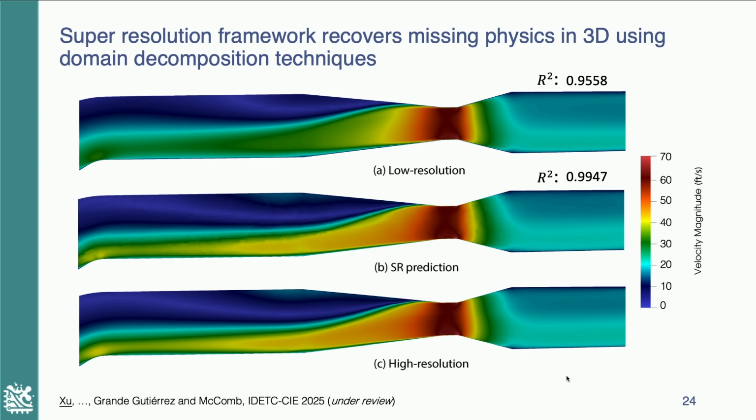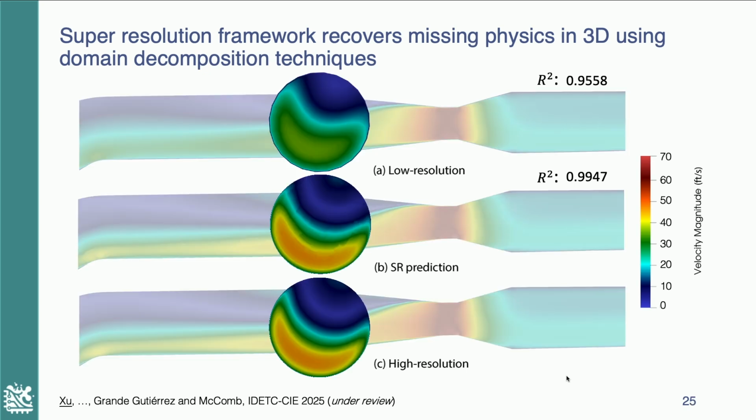And we are able to recover most. If you look at the B and C sections, we are able to really recover. And now if you look at the cross section, the high velocity in the Venturi is completely missed by the low resolution, but you're able to recover all that distribution of the velocity profile when you're applying this super resolution.